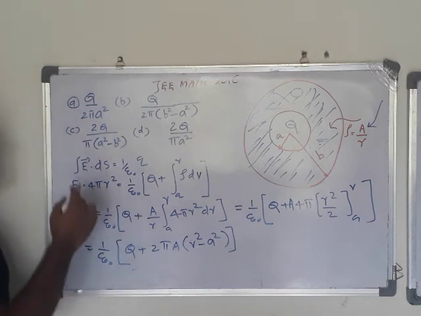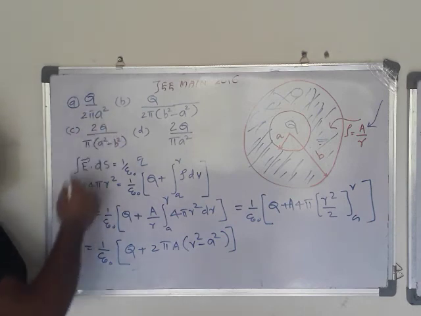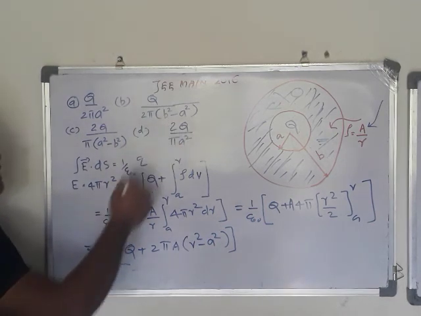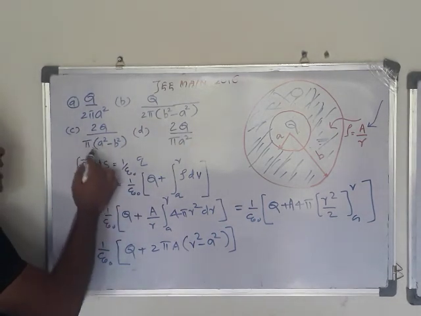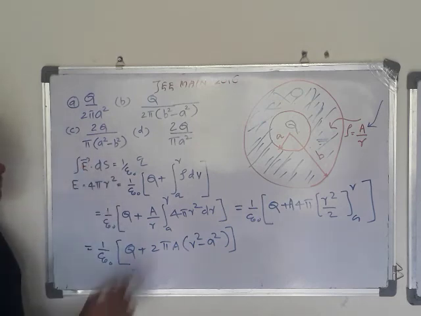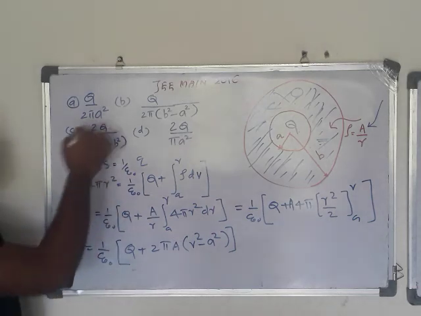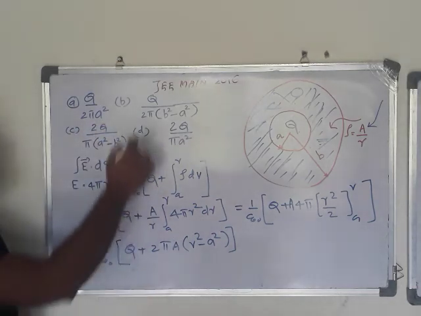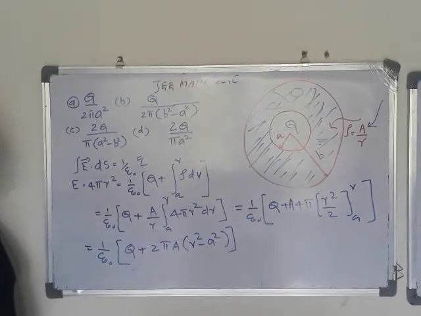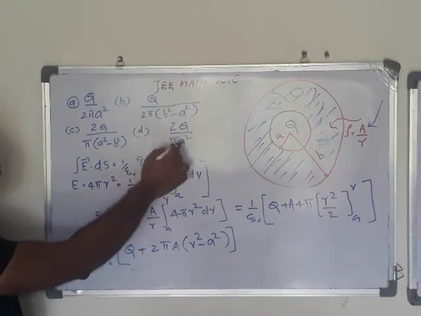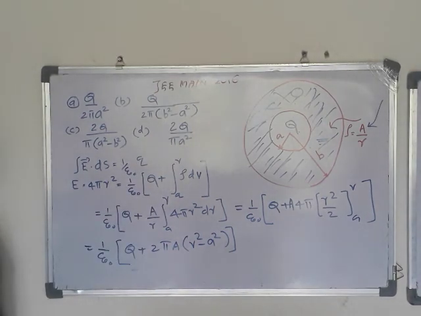So the options given here are Q by 2 pi a square, where a is the inner radius; Q by 2 pi into b square minus a square; 2Q by pi into a square minus b square; and 2Q by pi a square. Understood? So what should be the answer?